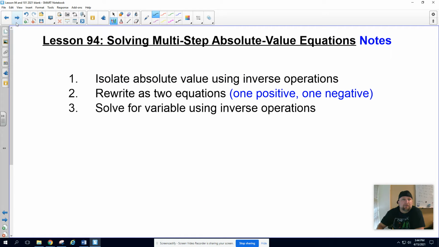So for the notes, remember we want to isolate the absolute value using inverse operations. Then we rewrite as two equations where you have one positive, one negative value, and then solve for the variable using inverse operations.